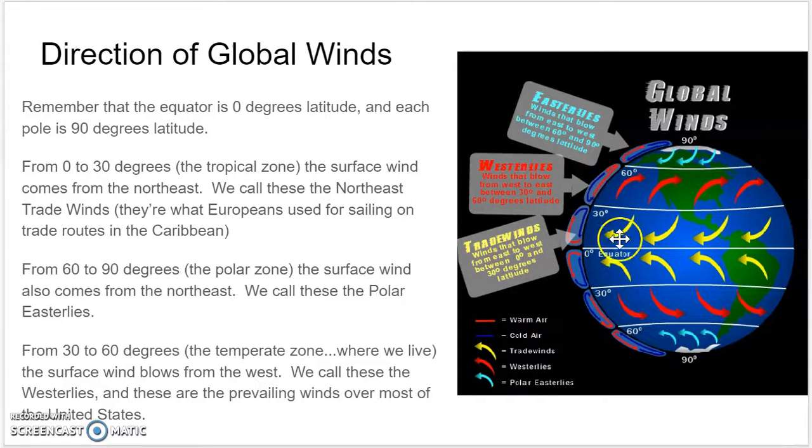0 degrees latitude is the equator, 90 degrees latitude is the pole. 90 degrees north is the North Pole, 90 degrees south is the South Pole. And every 30, it changes. So you'll also hear me refer to these by their climate zones. This is a tropical region, tropical trade winds. This is a temperate region where we live in the westerlies. And then easterlies up here are polar because they're near the poles.